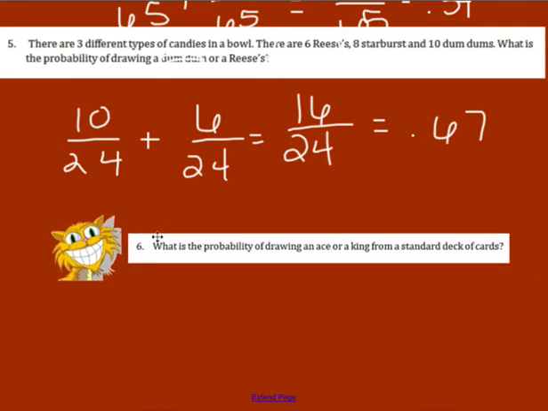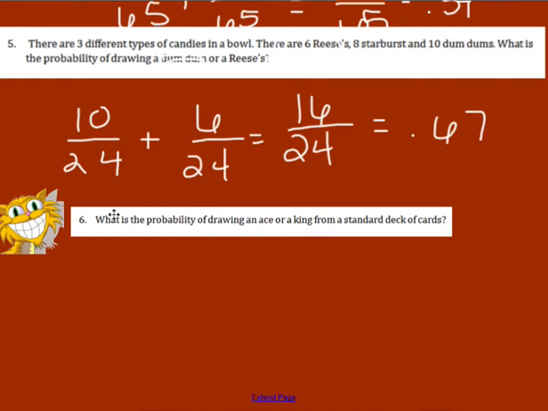All right, let's take a look at number 6. What is the probability of drawing an ace or a king from a standard deck of cards? So let's start by talking about how many total cards are in the deck, and that's going to be 52. Now I need to figure out, okay, how many aces are in a deck? So of each separate card, there's 4. So there's 4 aces in a deck.